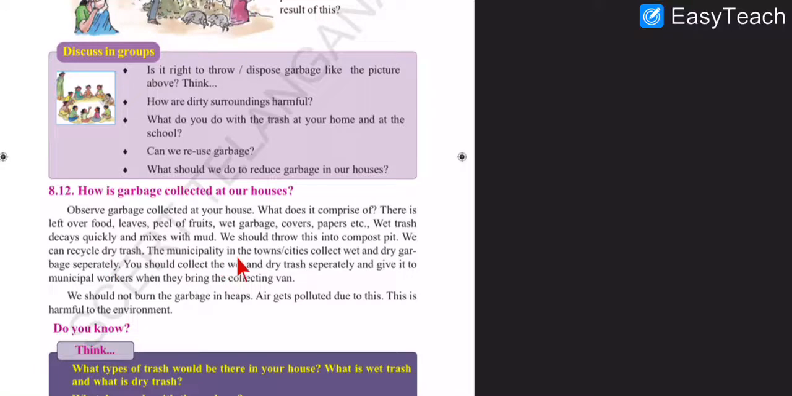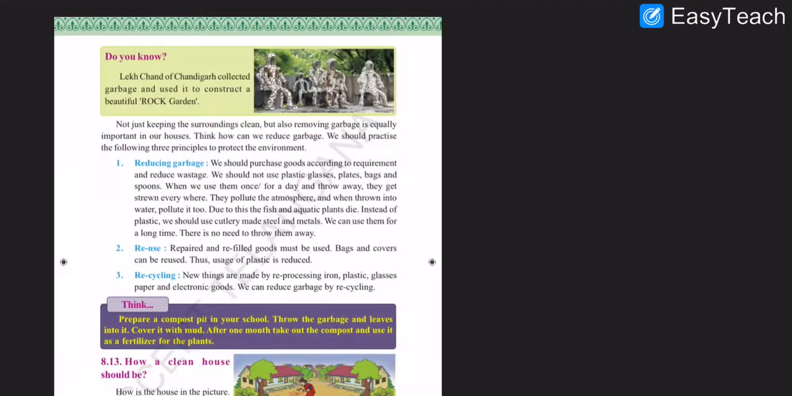The municipality in the towns and cities collects wet and dry garbage separately. We should collect the wet and dry trash separately and give it to municipal workers when they bring the collecting van. We should not burn the garbage in heaps. Air gets polluted due to this. This is harmful to the environment. See page number 104.